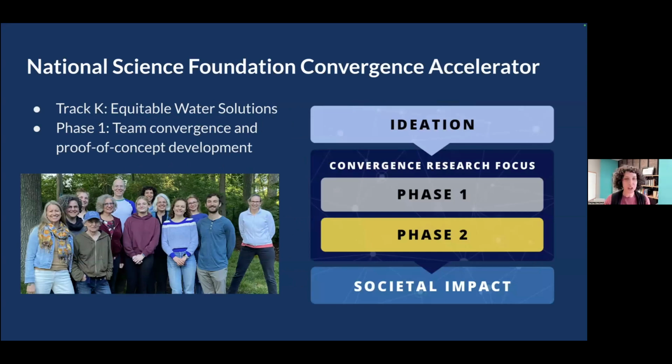So here's a picture of the extended asset team. Actually, only some of the members, not everyone could make it. So the asset project is funded by the National Science Foundation Convergence Accelerator Program. We're participating in Track K, which is entitled Equitable Water Solutions. We just completed phase 1 and we're awaiting notice of our phase 2 funding applications. So please, fingers crossed for us.